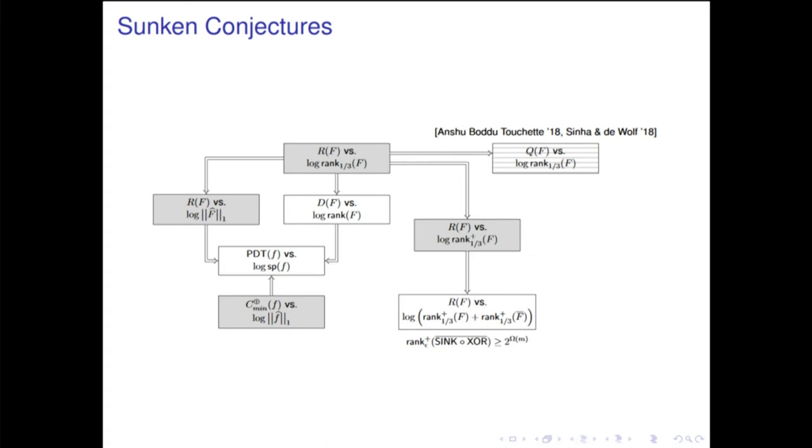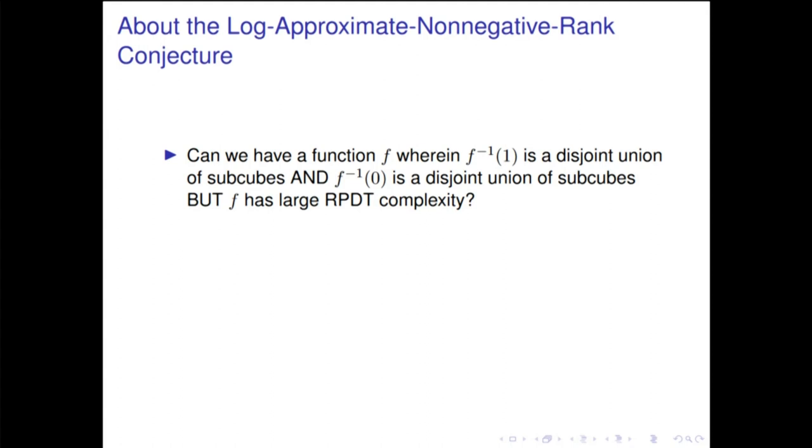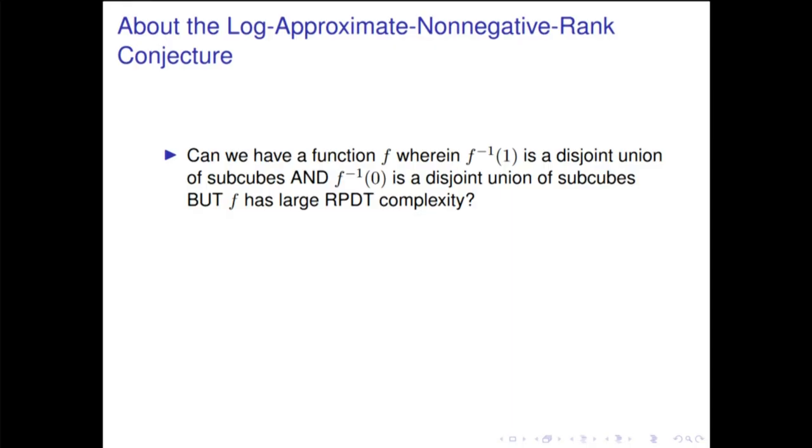So let's talk a bit more about this conjecture, which is something that I'm very curious about, because I feel that there might be an avenue to continue and disprove this, but I'll show you what I mean. What we did was come up with a function whose one inputs were a disjoint union of m subcubes. But the problem was that its zero side had large log approximate non-negative rank. So if we could come up with a function where f inverse of 1 is a disjoint union of few subcubes, and f inverse of 0 is a disjoint union of few subcubes, while keeping its RPDT complexity large, then you would have good reason to believe that the general log approximate non-negative rank conjecture is also false.